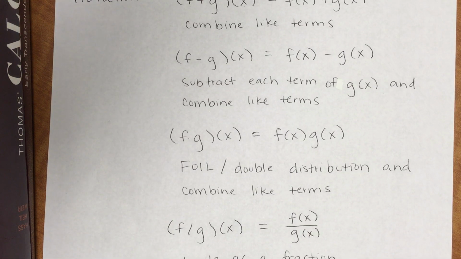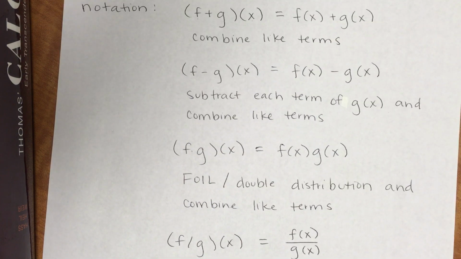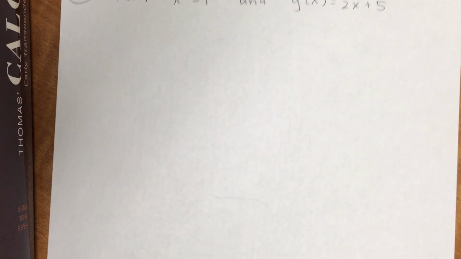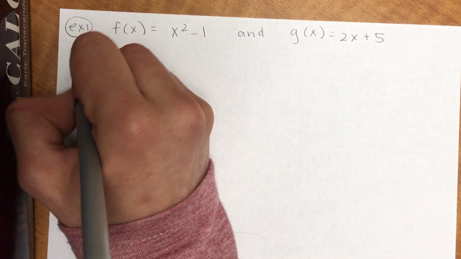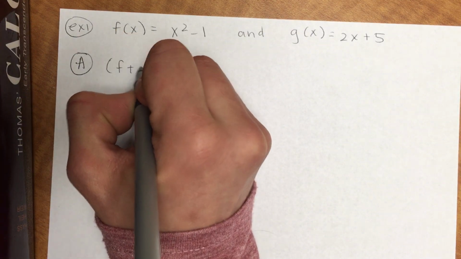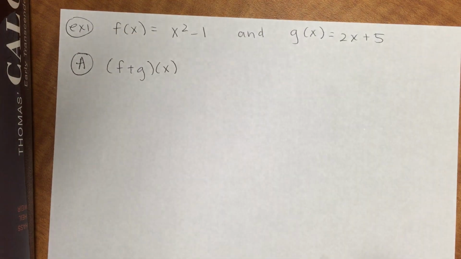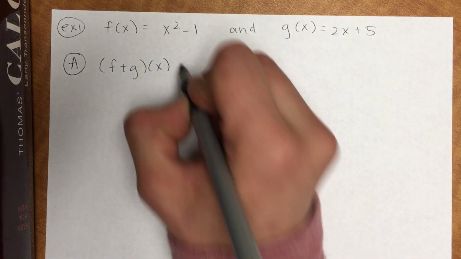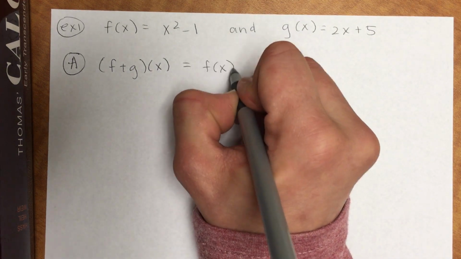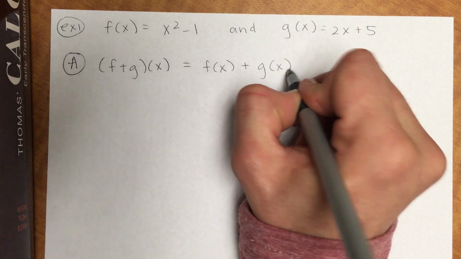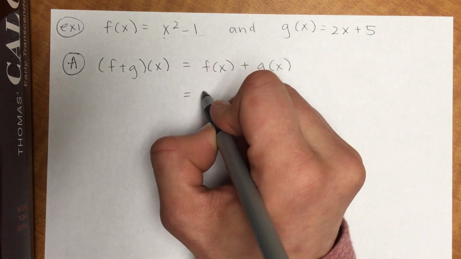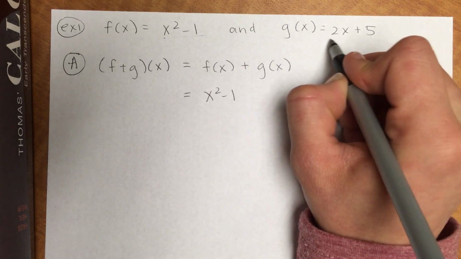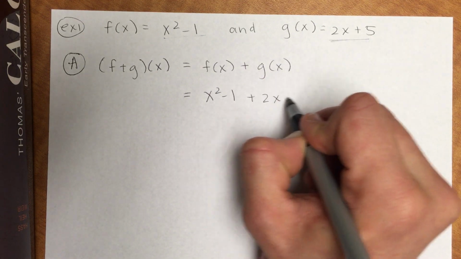Okay, so let's practice some examples with all of these: adding, subtracting, multiplying, and dividing. So example number 1, let's let f(x) equal x squared minus 1 and g(x) equal 2x plus 5. So part A, let's first figure out what (f plus g)(x) is. That's the notation you'll see. It may help you to write it f(x) plus g(x). So we're going to take our f(x) function, this x squared minus 1, and we're going to add our g(x) function to it.